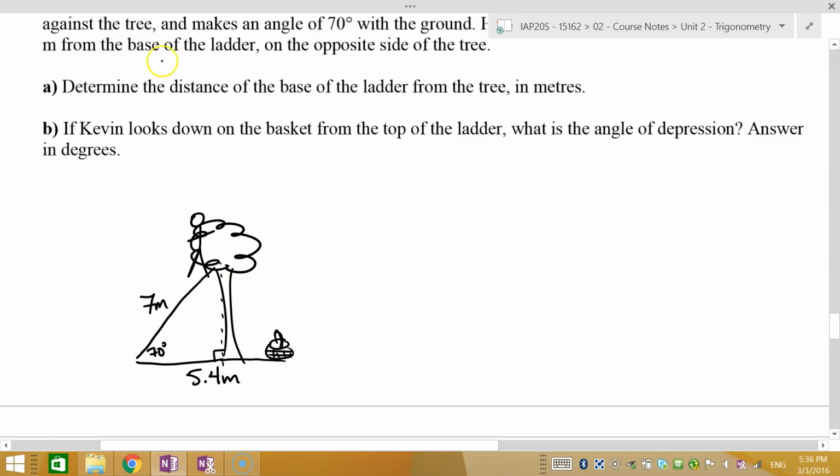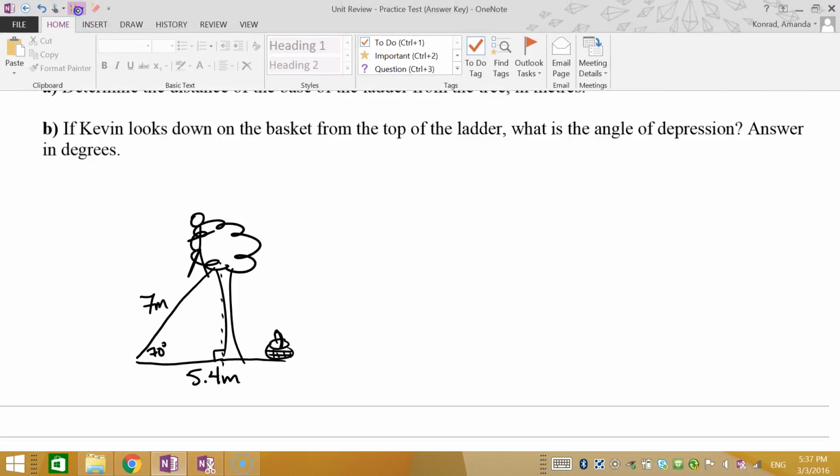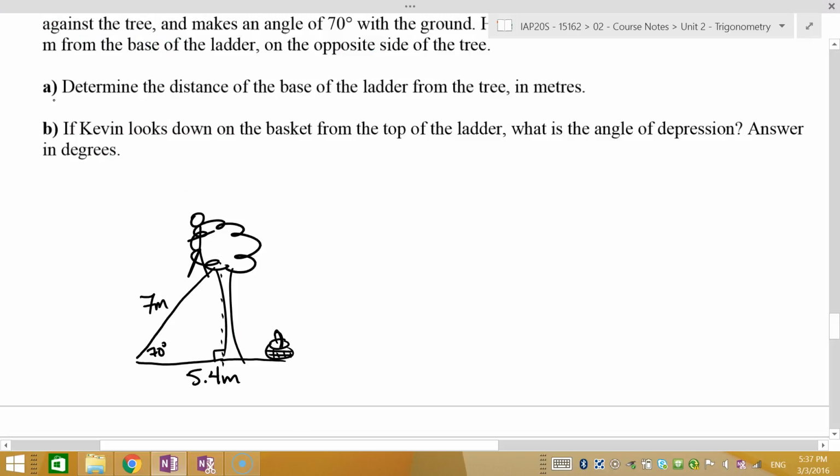So what's nice about this question is that it's actually broken into pieces. So you don't need to figure out immediately, part B, if Kevin looks down, what is the angle of depression? No, we've got some help, we've got some guidance here. And so we start with just our first triangle. So part A, I'm going to do in blue, just so that we can tell. So we're only looking at this triangle right here for part A.